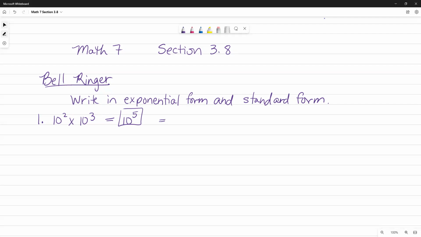10 times 10 times 10 times 10 times 10. So here's my question. How many zeros are in 10 to the power of 5? So we look at 10. 10 has 1, 2, 3, 4, 5. So what number is 10 to the power of 5? 100,000. So this is exponential form, and this is your standard form.